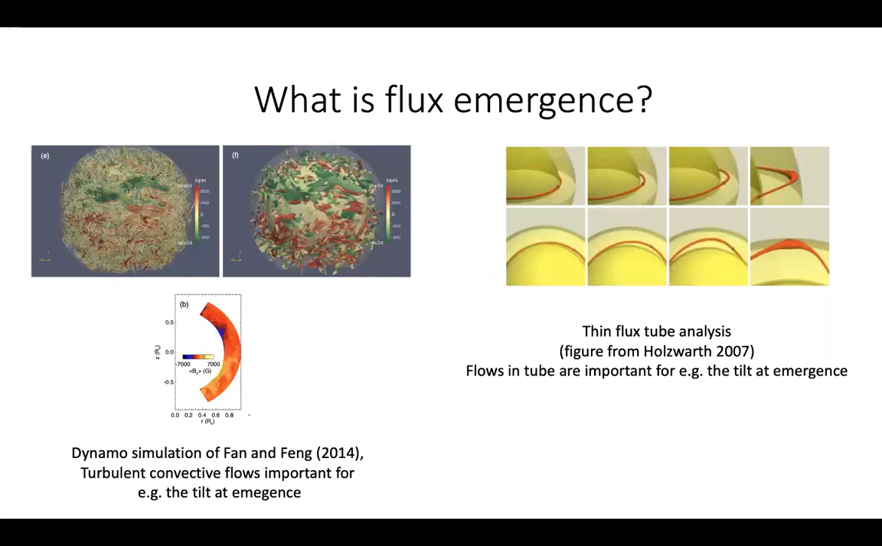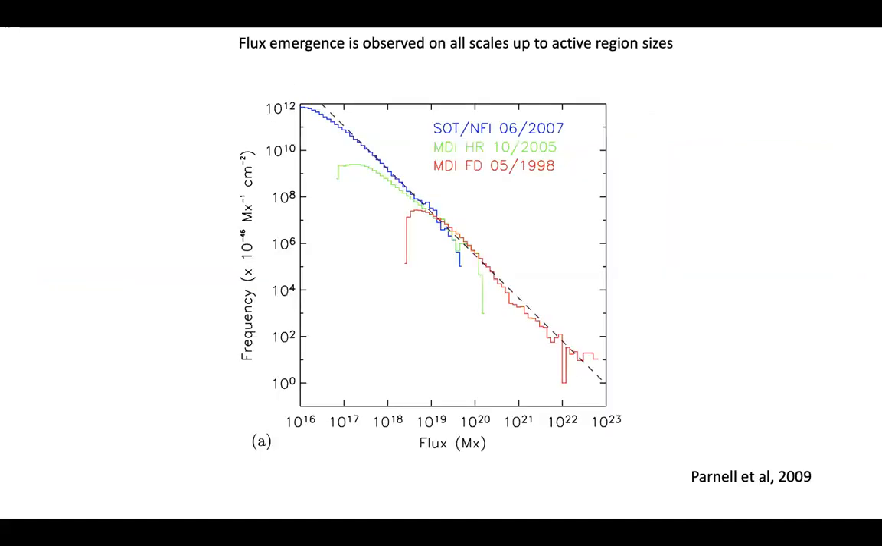Yeah, so this raises the question of what is flux emergence? Is it mainly a passive process where the external velocity field plays a huge role? Or is it something where the flows in the flux tube play a huge role? Or is it some mixture? This is hard. What I want to say is the observers do a fantastic job of measuring flux emergence on all scales. So here we have 7 orders of magnitude where they've measured this flux emergence occurring.